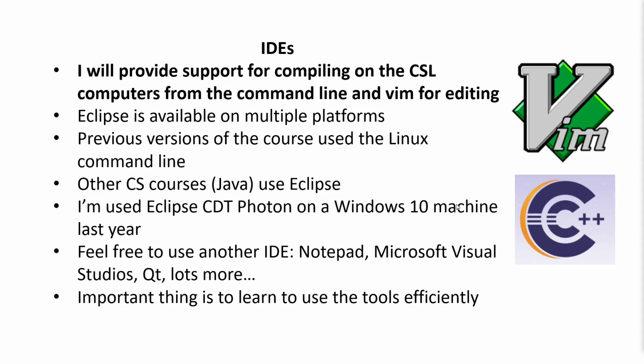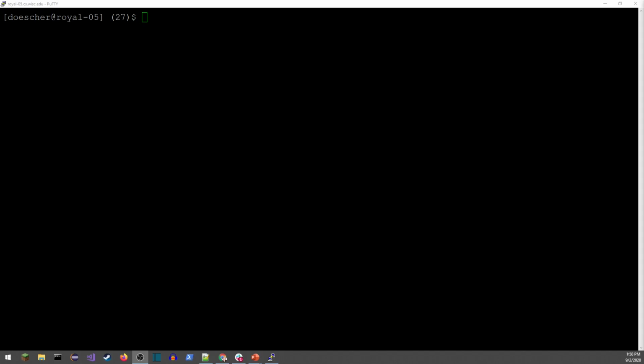So the next thing I want to do is jump over to a CSL machine and go through writing a Hello World program and talk about each line and how it compares to what we'd see in Java. All right, I'm over here on a CSL machine. I'm going to use Vim to create Hello World. All C++ programs end with the extension .cpp, and I'm going to call it hw, short for Hello World. So open up Vim.